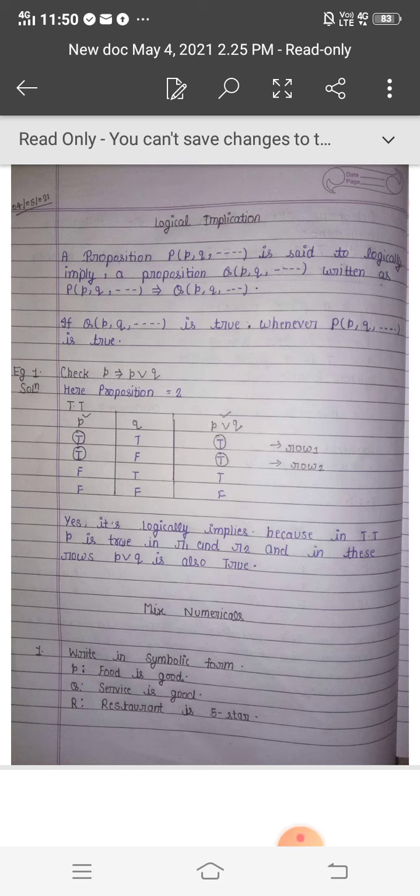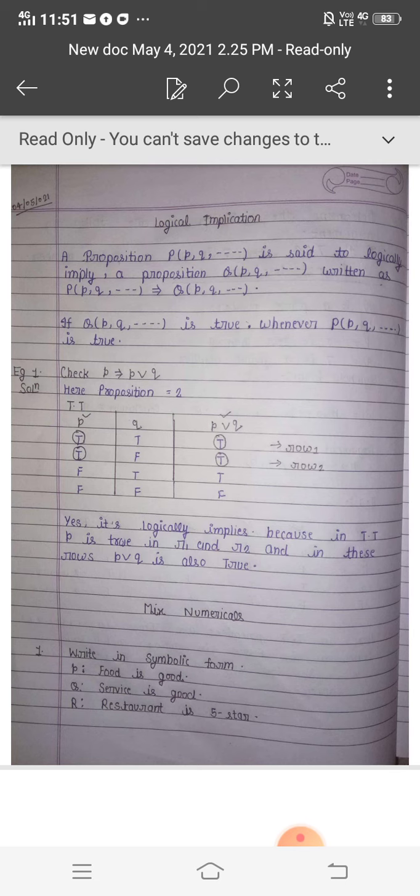The topic is logical implication. So here is the definition of logical implication. A proposition P is said to logically imply a proposition Q, written as P ⇒ Q, if Q is true whenever P is true.